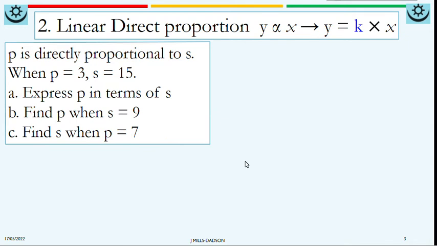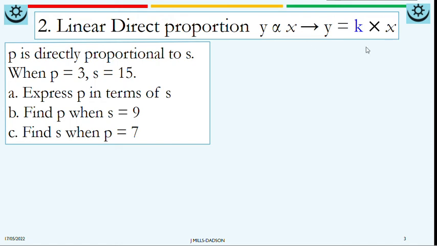Let's look at another linear direct proportion. P is directly proportional to S. When P is 3, S equals 15. Express P in terms of S. Find P when S is 9, and find S when P is 7.